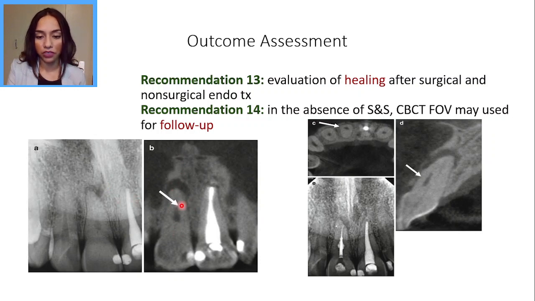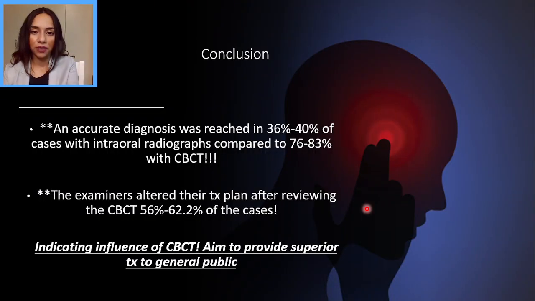This is an example of internal root resorption, and we see that in the different sections here, and this is the periapical image that was taken post root canal treatment, and we can see how CBCT can help improve that prognosis and create a better understanding of what's going on.